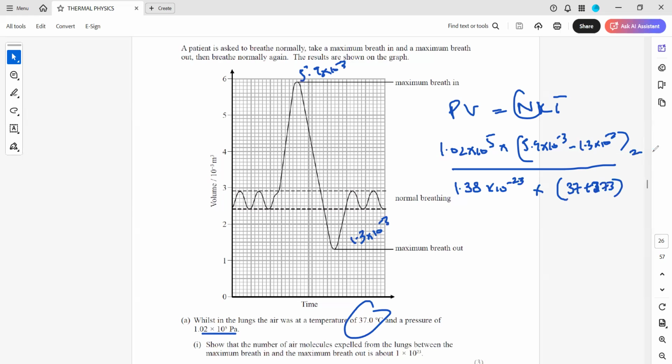So add 273. This will give us how many particles are released. What's the answer for this when you simplify? It will be about 1.1 into 10 to the power 23. That is the total number of particles which are released. Is it clear, this one? Any doubts?